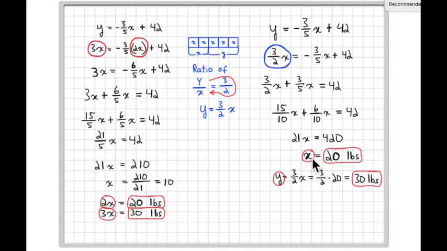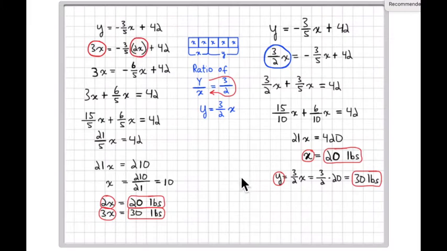So if you figure out the math, x equals 20 pounds, which makes sense. This x equals 20 pounds and y equals 30 pounds. Y is 3/2 of x. So why is it that x equals 20 pounds here and 2x equals 20 pounds here? It's because we replace this single x up here with 2x.